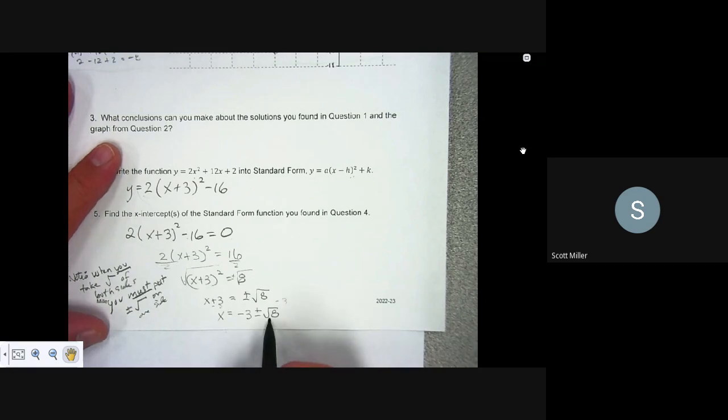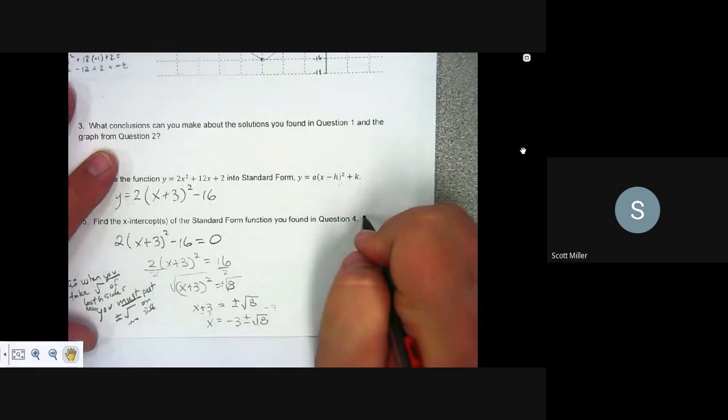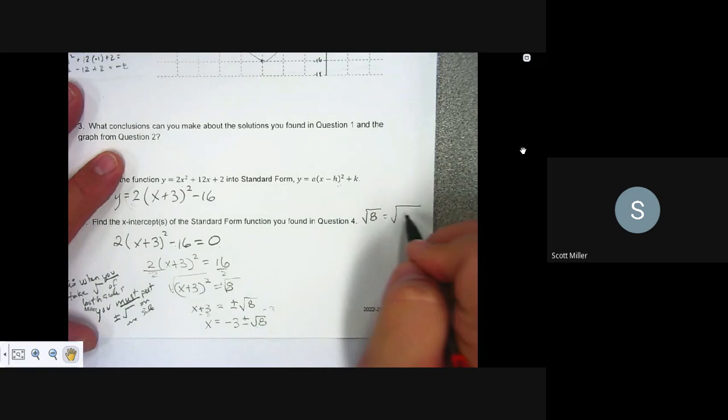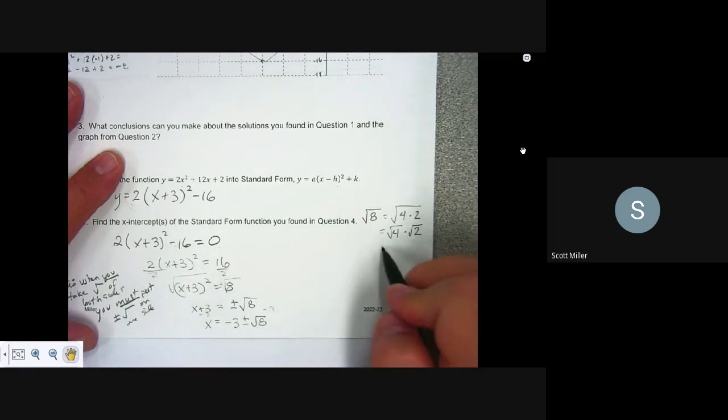We also need to simplify a square root. Now we've already done the square root simplification. I will remind you about this. What we're looking for here is that perfect square that goes into 8. 4 times 2. So this becomes the square root of 4 times the square root of 2. The square root of 4 is a 2. This just stays. This is the simplified form of the square root of 8. This is the form you need to use.